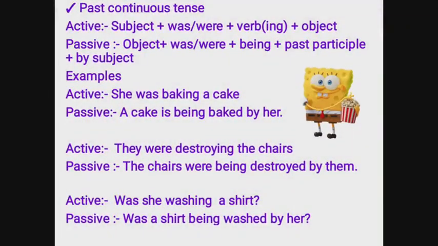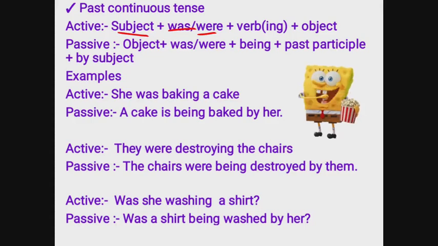Let's look at the past continuous tense. This is an action that was ongoing in the past. And since it's a past continuous tense, you see the word continuous, which means your verb will have the ing. Let's look at the structure for this. For the active structure, we have the subject, we have the was, we have the were. Was and were are past tense auxiliaries.